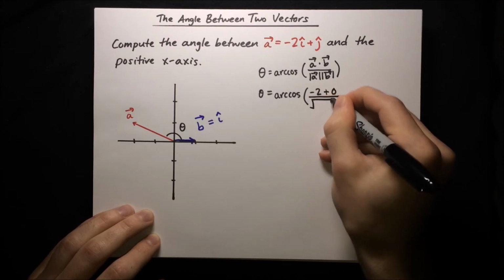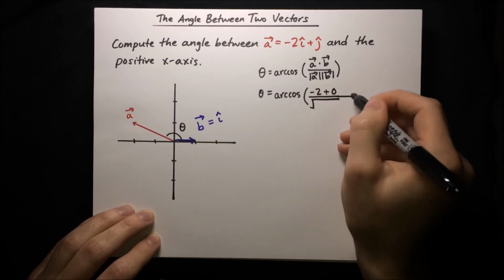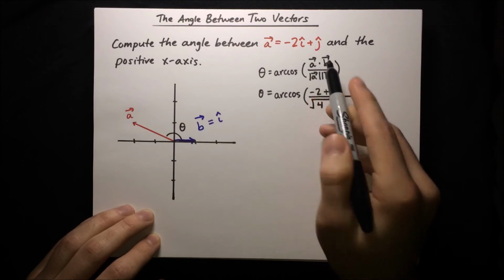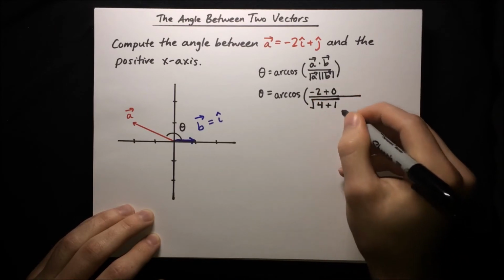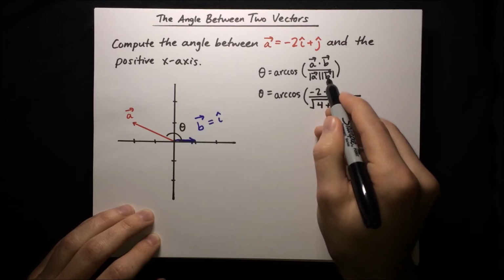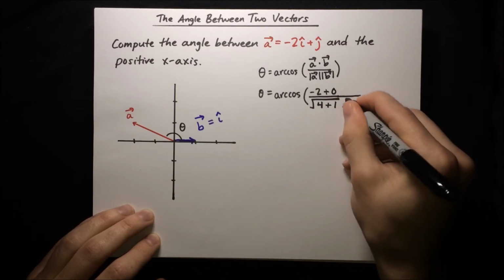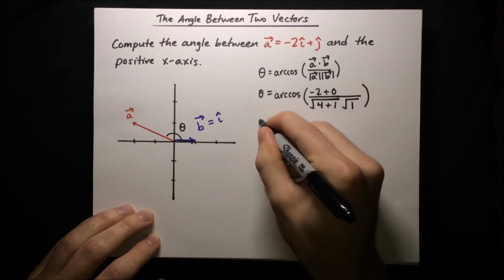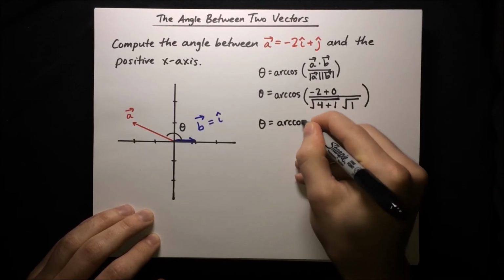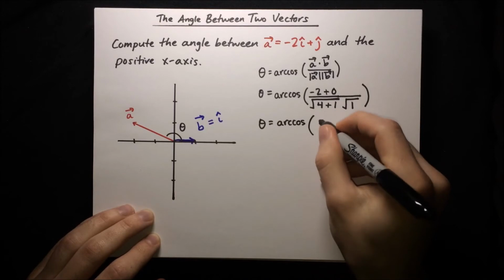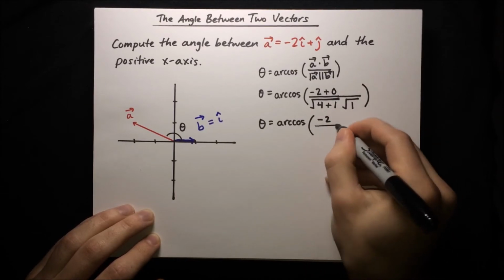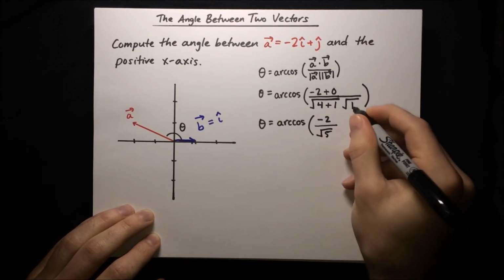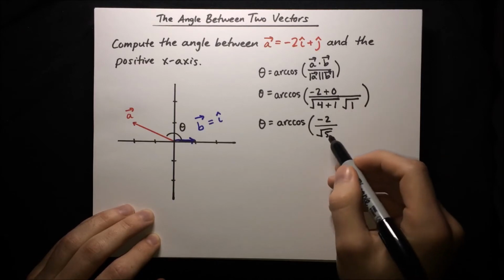Alright, and then the magnitude of a, magnitude of b. Magnitude of a is square root of the sum of squares of its components. So negative 2 squared, which is 4, plus 1 squared, which is just 1, so root 4 plus 1. And then magnitude of b is just square root of 1 squared, so square root of 1. Okay, and now we can simplify this a lot more. So theta equals arc cosine. Negative 2 plus 0 just goes to negative 2. And then on the bottom we've got root of 4 plus 1, that's root of 5, and then root of 1 is just 1, and root 5 times 1 is just root 5 again.